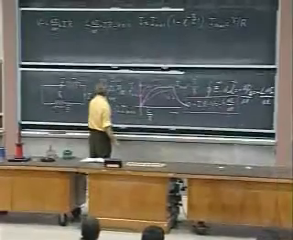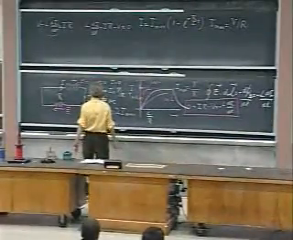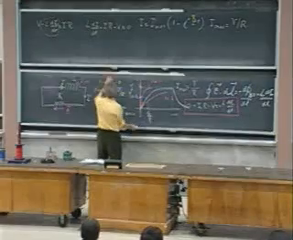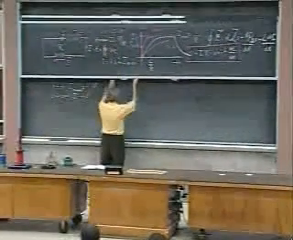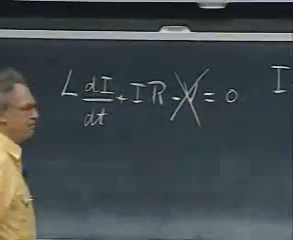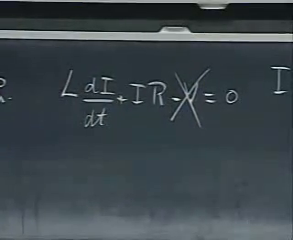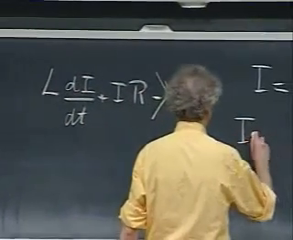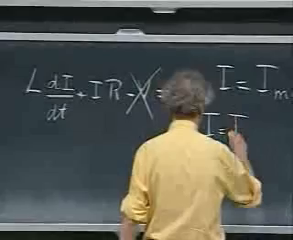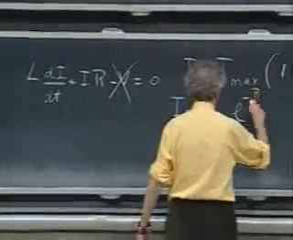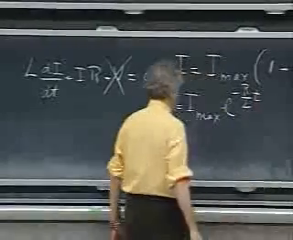Where is that differential equation? Is it hiding? Oh, there it is. So I solve this differential equation, but this is now 0. And the solution to that differential equation is that I, as a function of time, is I max times e to the minus R over L times t.